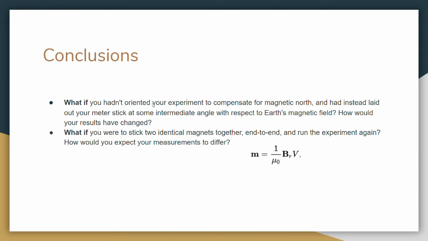Sticking two magnets together would increase the overall volume of the magnet, increasing the net magnetic moment for the two bar magnets, and this would increase the moment. And then this would overall increase the net magnetic field. So in this case, I feel like it would overall just increase our results. So that's how the measurements would differ.